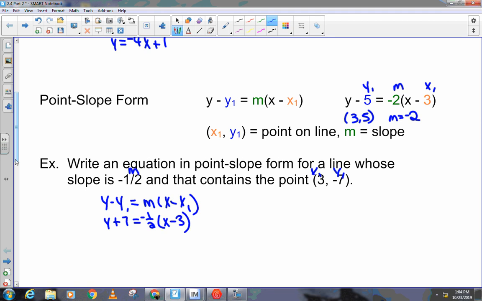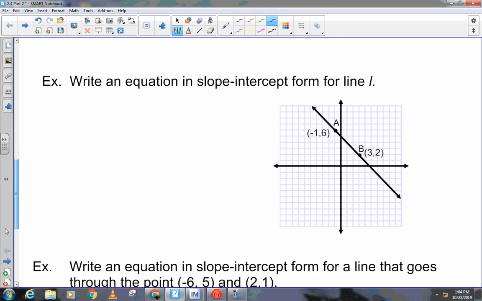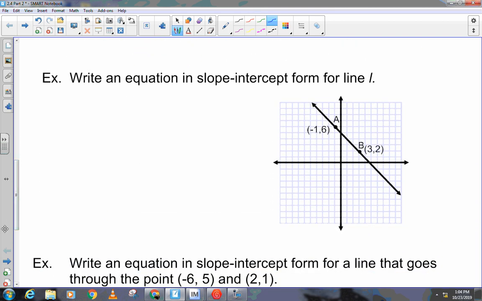And so if it says put it in point-slope form, that's all you have to do. You don't even have to simplify it, if that's the form they ask for. So how can we put all these together? This one says write an equation in slope-intercept form for line L. This right here is line L.